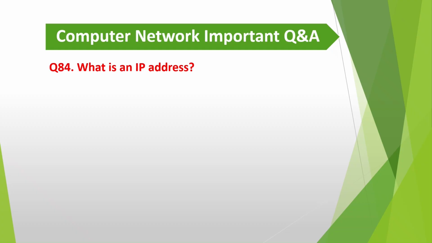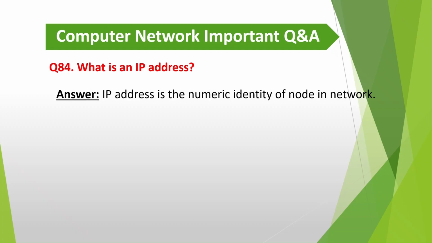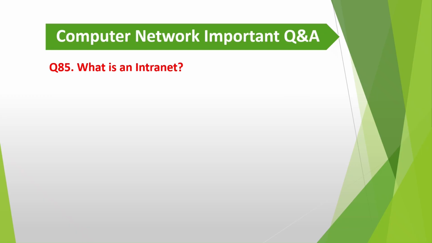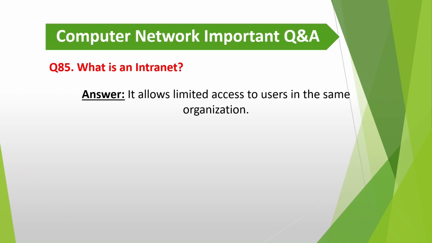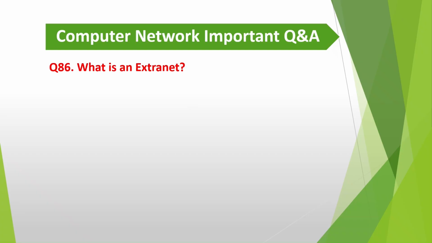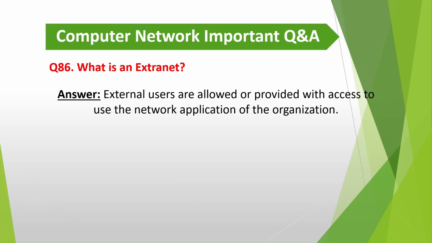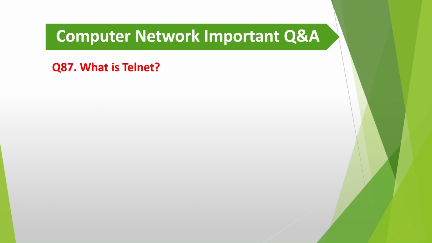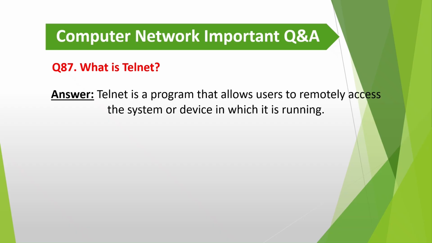Question 84. What is an IP address? Answer. IP address is the numeric identity of node and network. Question 85. What is an intranet? Answer. It allows limited access to users in the same organization. Question 86. What is an extranet? Answer. External users are allowed or provided with access to use the network application of the organization. Question 87. What is Telnet? Answer. Telnet is a program that allows users to remotely access the system or device in which it is running.